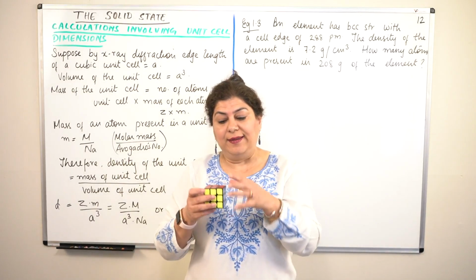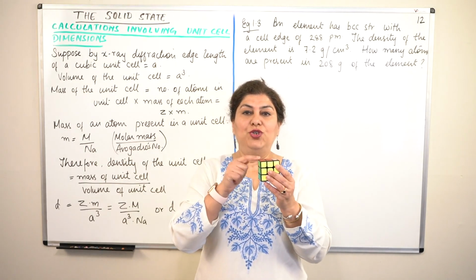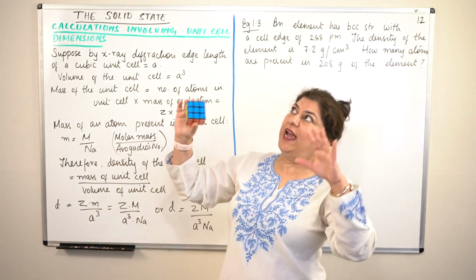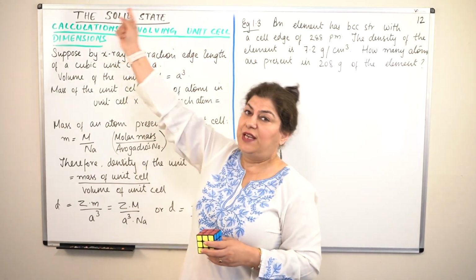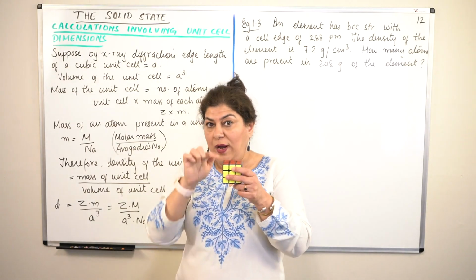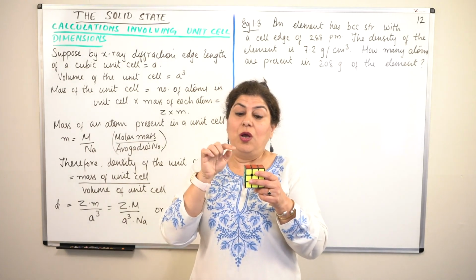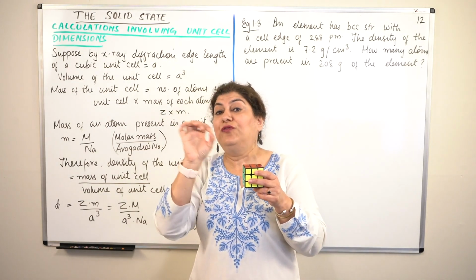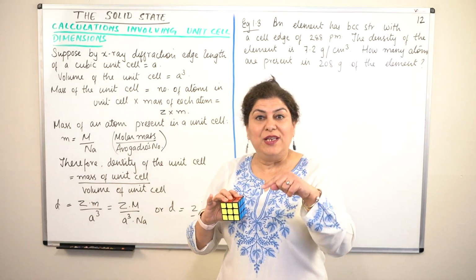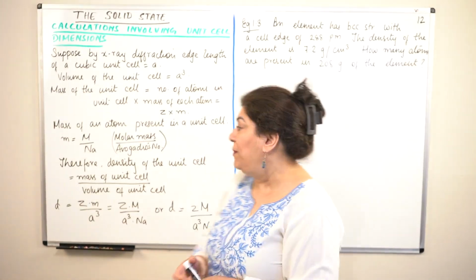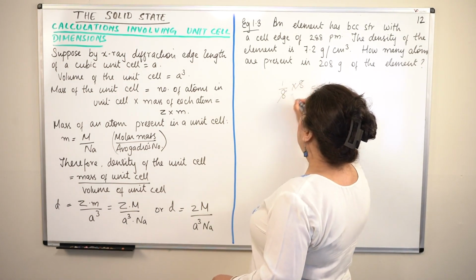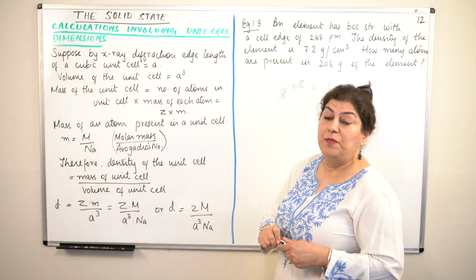Since it is only 1/8, how many corners does a cube have? 1, 2, 3, 4, 5, 6, 7, 8. There are 8 corners. So there are 8 atoms, each of which is shared equally by 8 rooms. So in this one unit cell, there are 8 balls, out of each of which only 1/8 is present in this unit cell. So 1/8 into 8 will make it 1. So there is only 1 actual atom in a simple cubic unit cell.